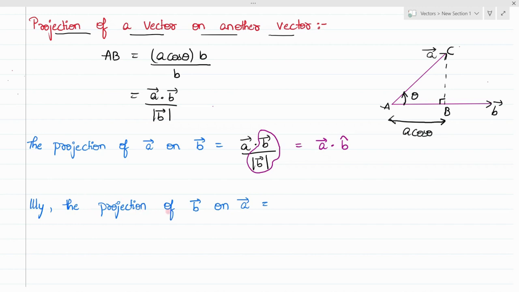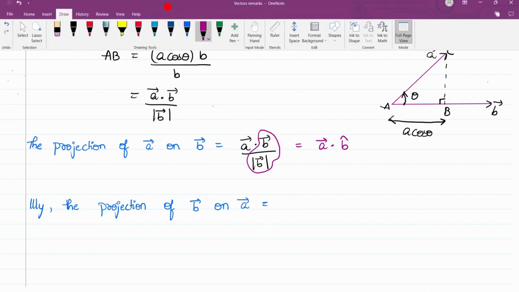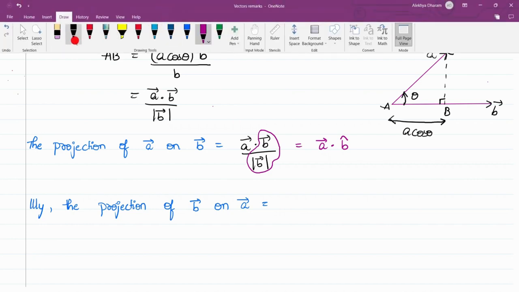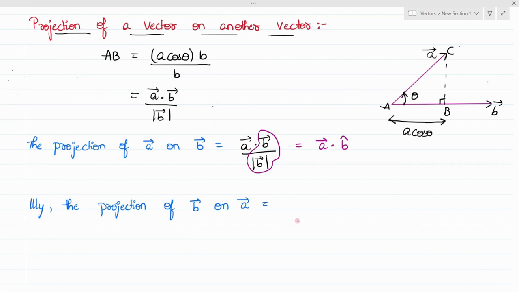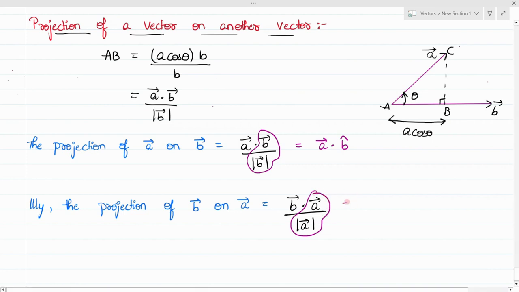So similarly, the projection of B on A is nothing but B dot A upon A magnitude. Now this A vector upon its magnitude can be written as A cap. So it becomes B vector multiplied with A cap. A cap is nothing but the unit vector of A vector.